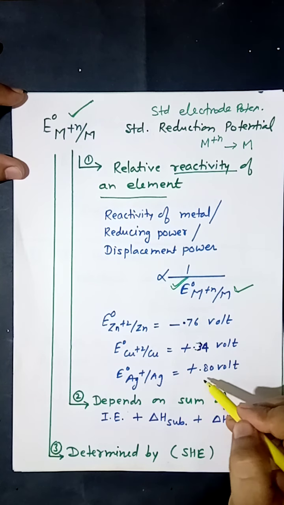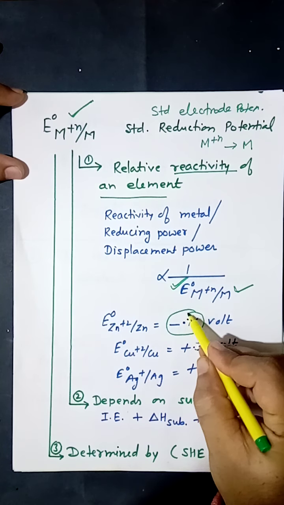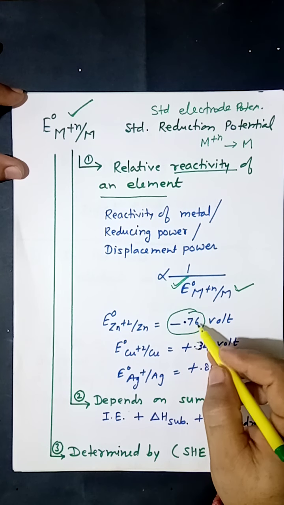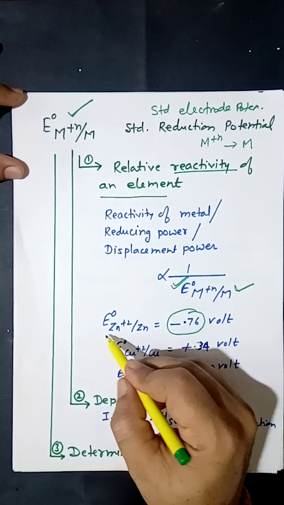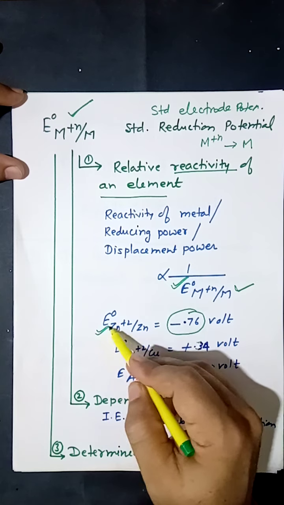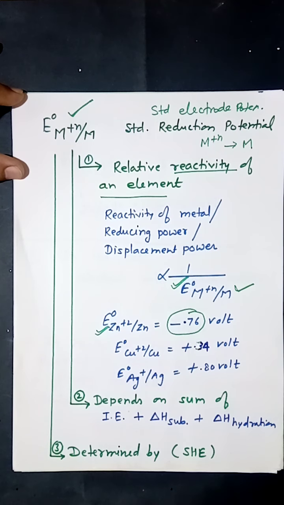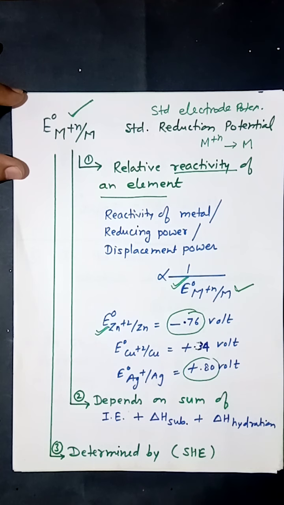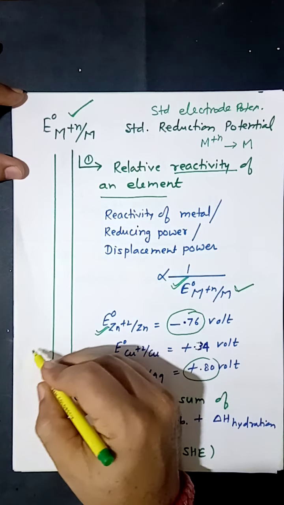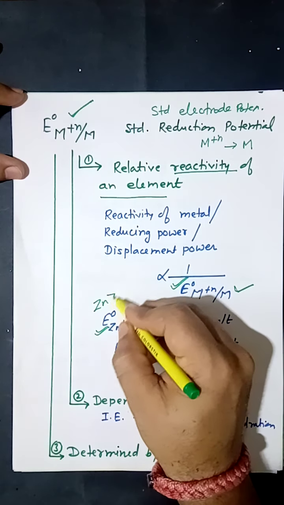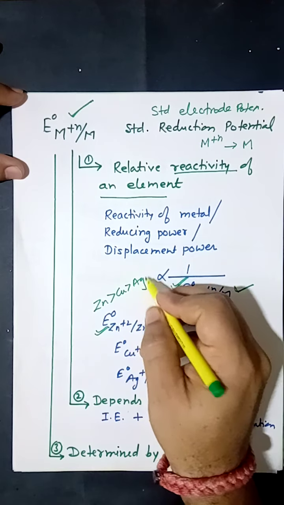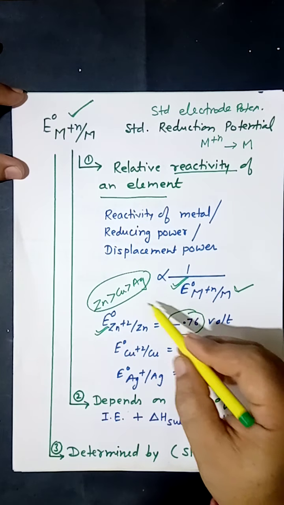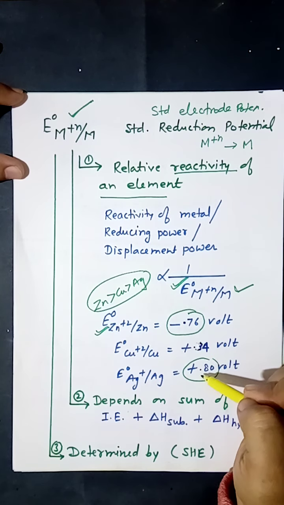So on the basis of this data, you can say that zinc is the most reactive as its E naught is least. Silver has the highest E naught out of these three, and therefore it is the least reactive element out of these three. And we already know that zinc is most reactive here, followed by copper and silver. So this order is derived from these particular numbers.